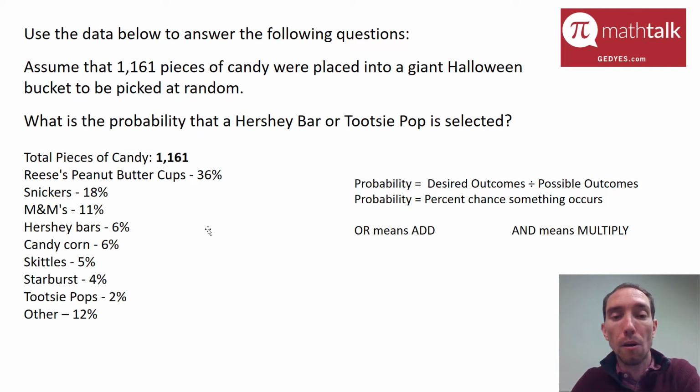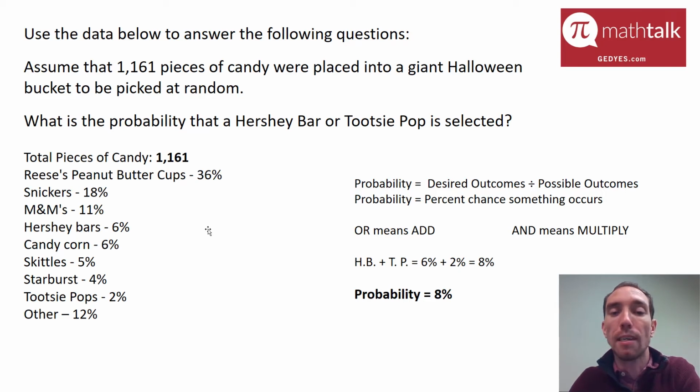So I need Hershey bar or Tootsie Pop. So I'm going to add those two together because I have the word OR. And my Hershey bar plus my Tootsie Pop is going to be the 6% plus the 2% based on the data on the left, which is just 8%. So the probability that this is going to happen, if I were to just randomly pick out of that giant bucket, the probability that I would get a Hershey bar or a Tootsie Pop is about 8%. So it's not a very high probability.